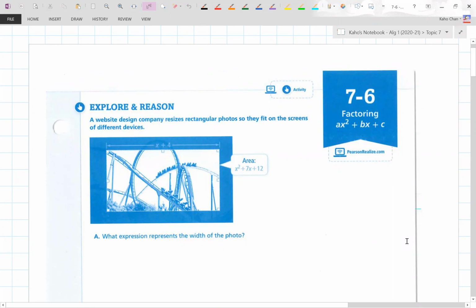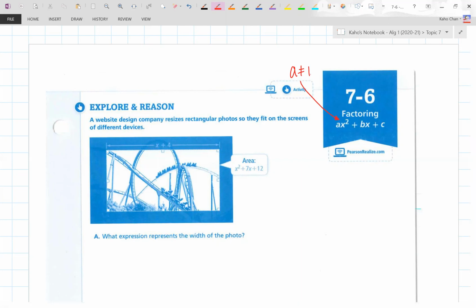Ready to start 7-6, factoring ax squared plus bx plus c. Please grab your note takers and turn to page 159. Note, this is a continuation of 7-5, where a was equal to 1. Today, we are doing factoring where a is not equal to 1. And the technique I'm going to teach you is called the AC box method.